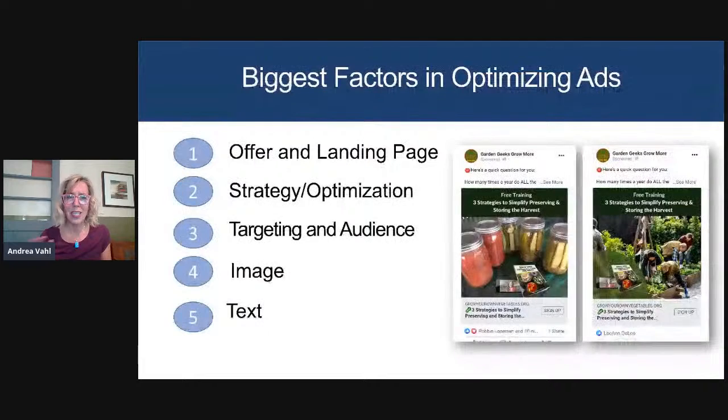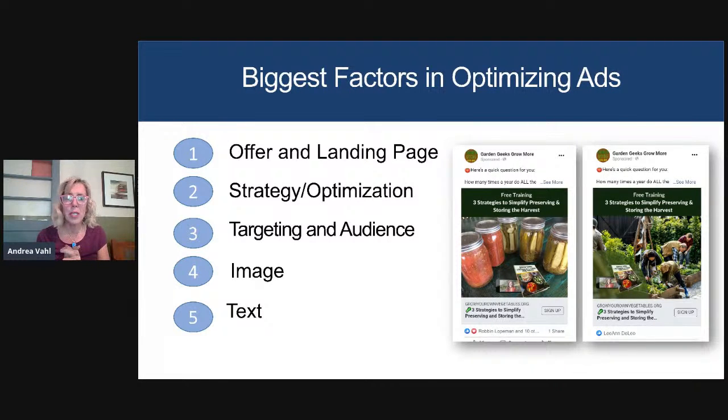So let's talk about the different approach factors in optimizing ads. Number one is that offer. You've got to have a good product, a good offer, a good lead magnet, whatever that is. It's got to be something that's compelling and interesting. You've got to have the right strategy and optimization around your ads. And I'll talk a little bit about that in just a bit.